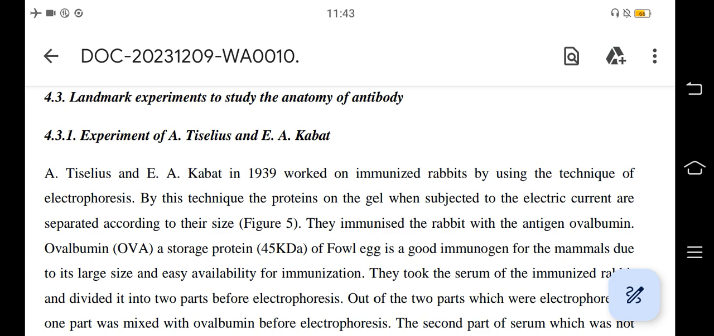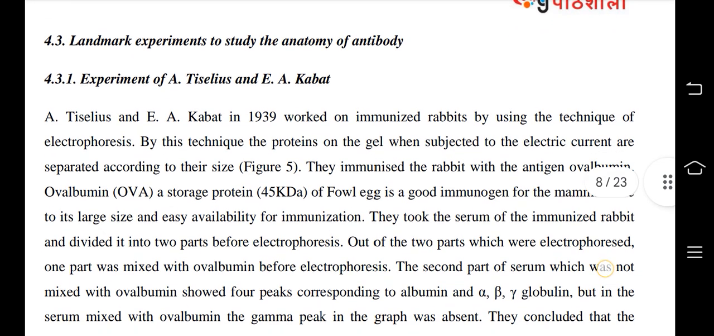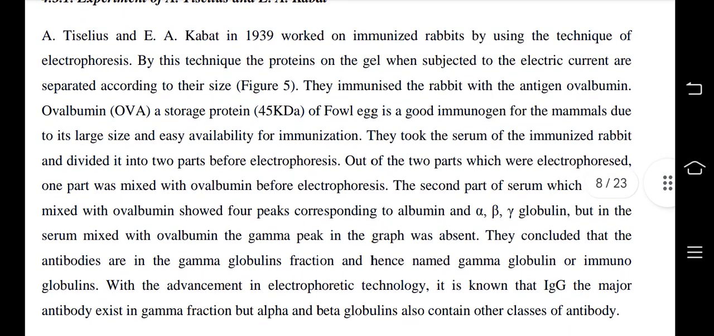Landmark experiments to study the anatomy of antibody. Experiment of A. Tiselius and E. A. Kabat. In 1939, they worked on immunized rabbits by using the technique of electrophoresis. By this technique, the proteins on the gel, when subjected to the electric current, are separated according to their size. They immunized the rabbit with the antigen ovalbumin.